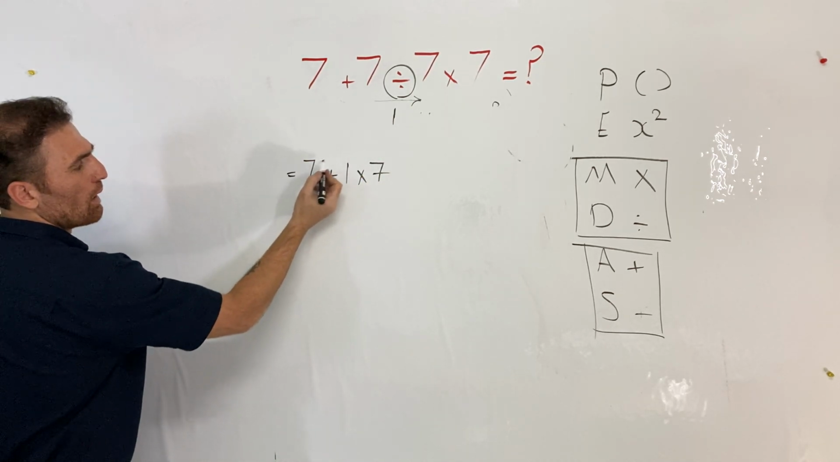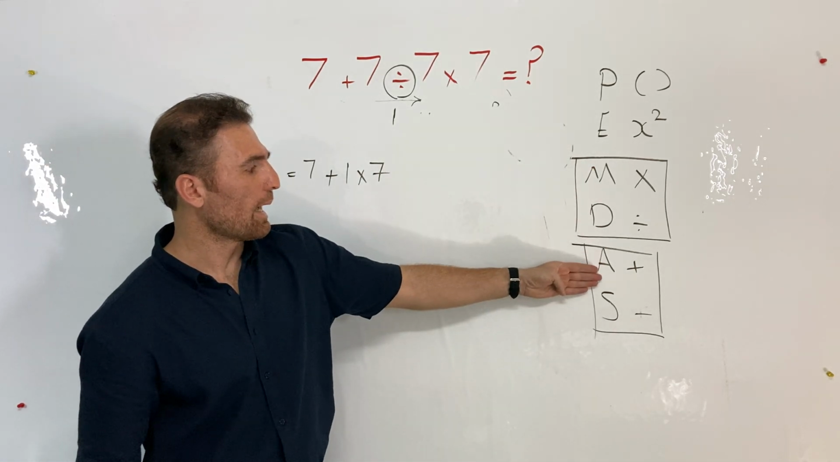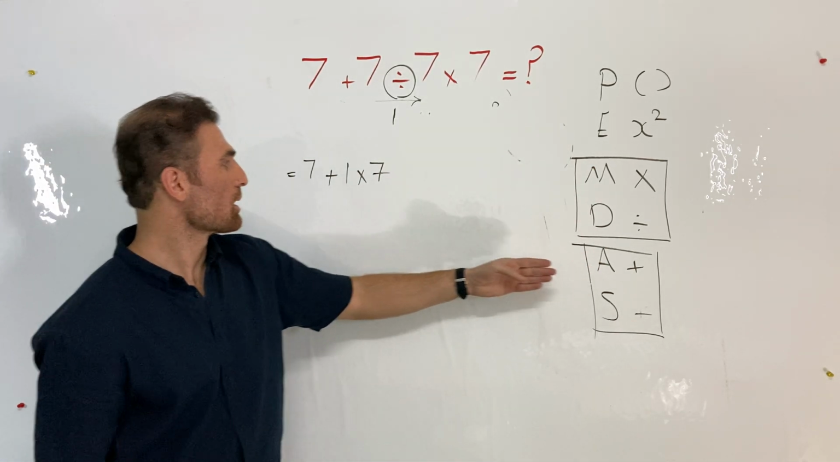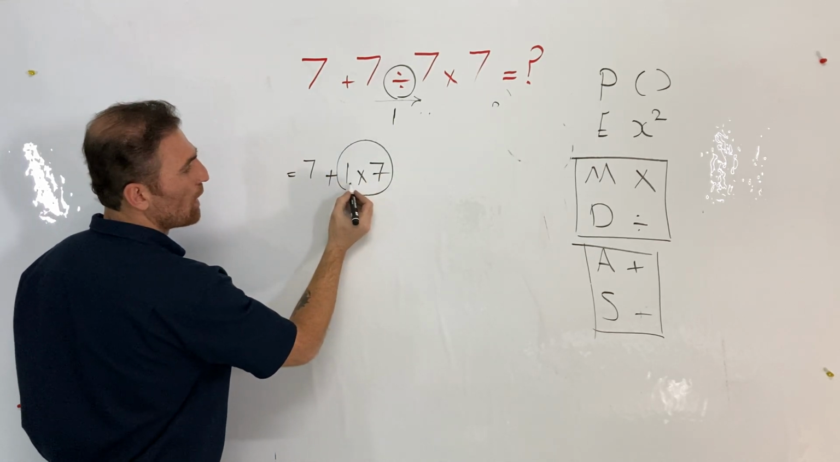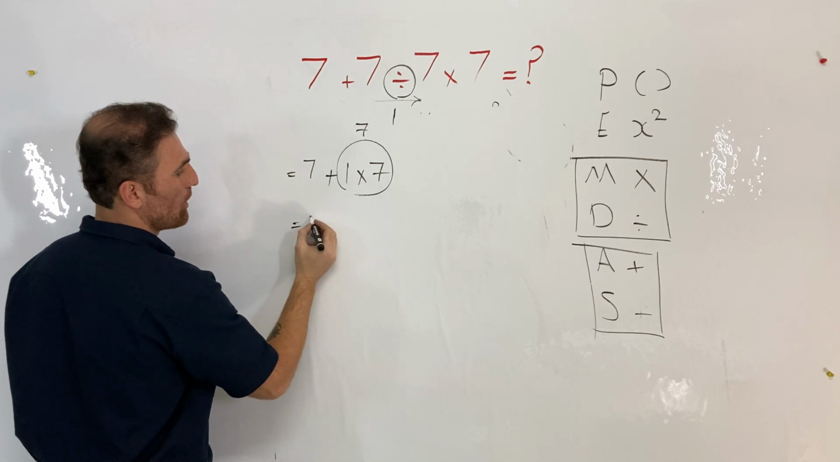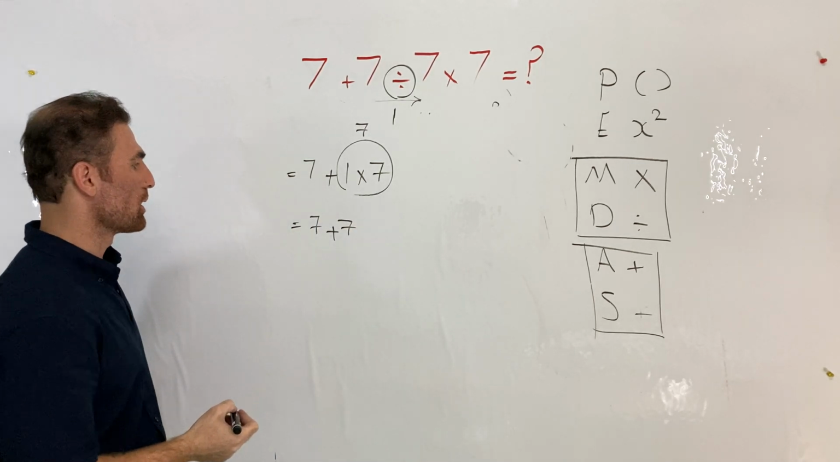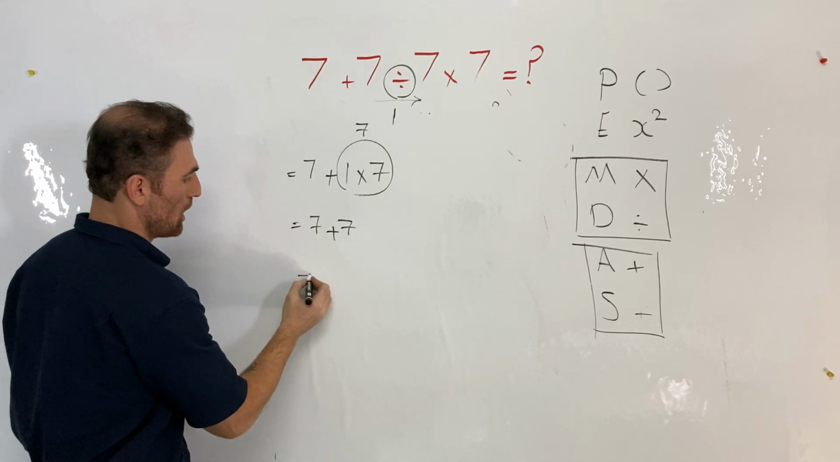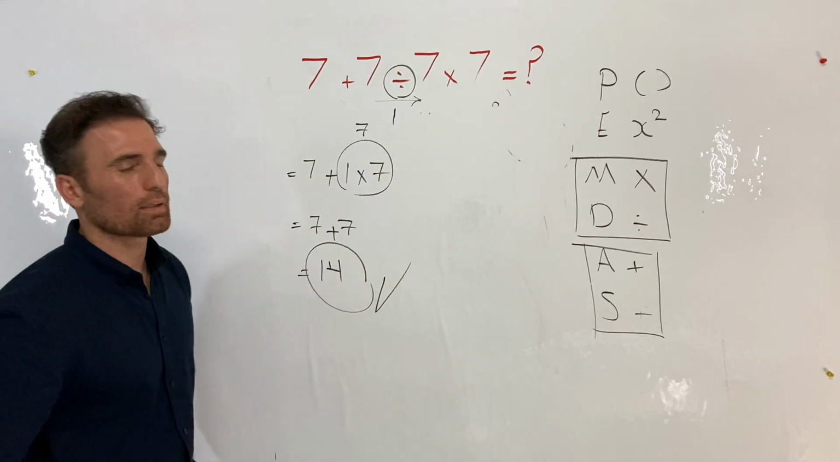Now we have addition and multiplication. Multiplication and addition. Which one first? Absolutely multiplication. 1 times 7 is going to be 7. So we have 7 plus 7. Now we have only one operation. 7 plus 7 equals 14. And this is the correct answer.